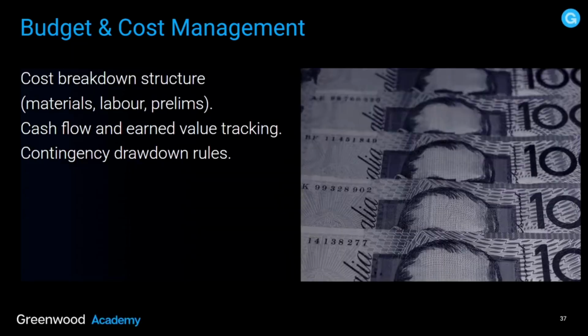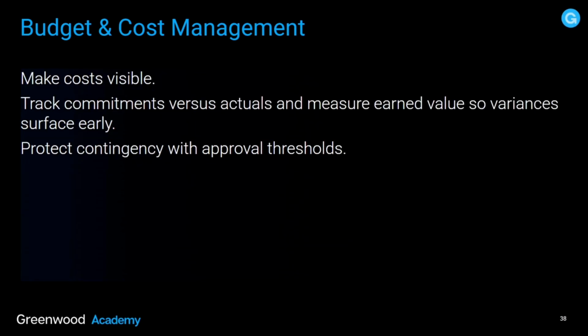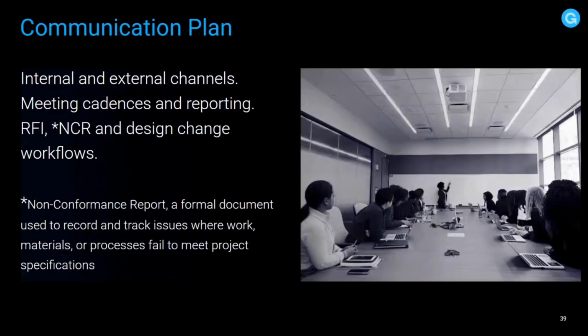Budget and cost management. Cost breakdown structure, materials, labour, preliminaries, cash flow and earned value tracking, contingency, drawdown rules. Always make costs visible. Track commitments versus actuals and measure earned value so variances surface early. Protect contingency with approved thresholds.